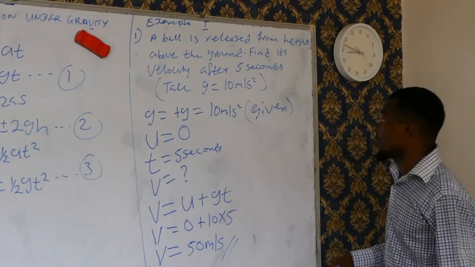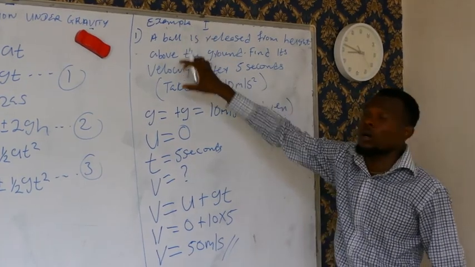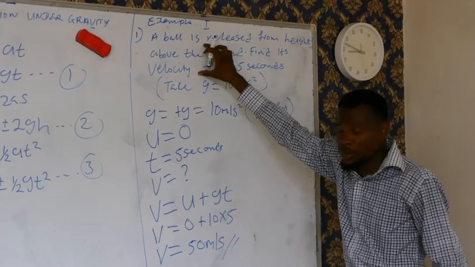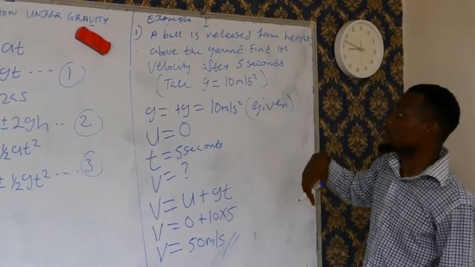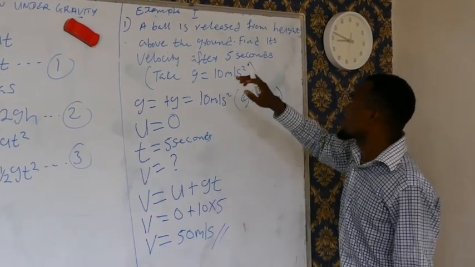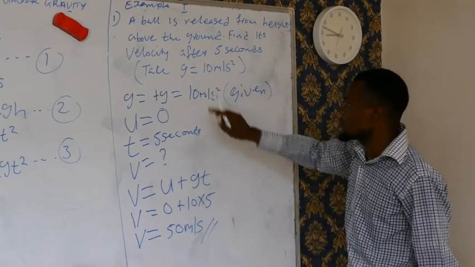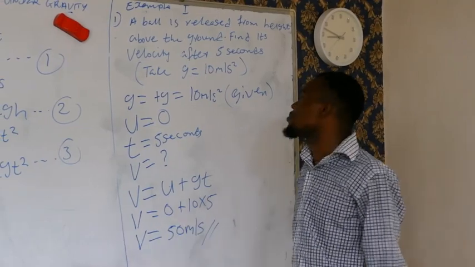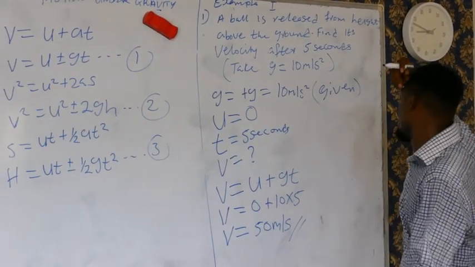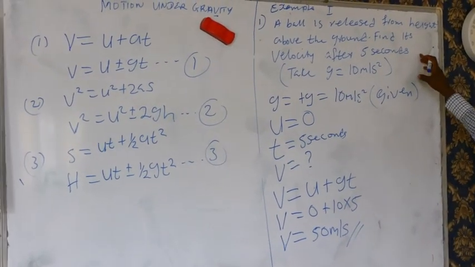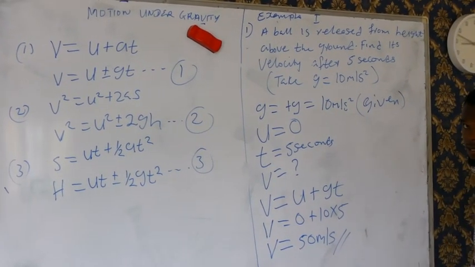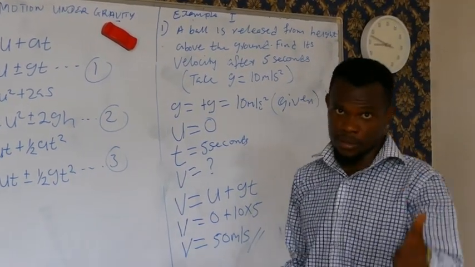Let me run down through it again. You read the question to be sure you understood what the question wants from you. Then the next step is, what are you looking for? What's unknown? After that, you go to the equations of motion. Which of the equations best suits your needs? Then finally you apply it. Alright, let's look at another example.